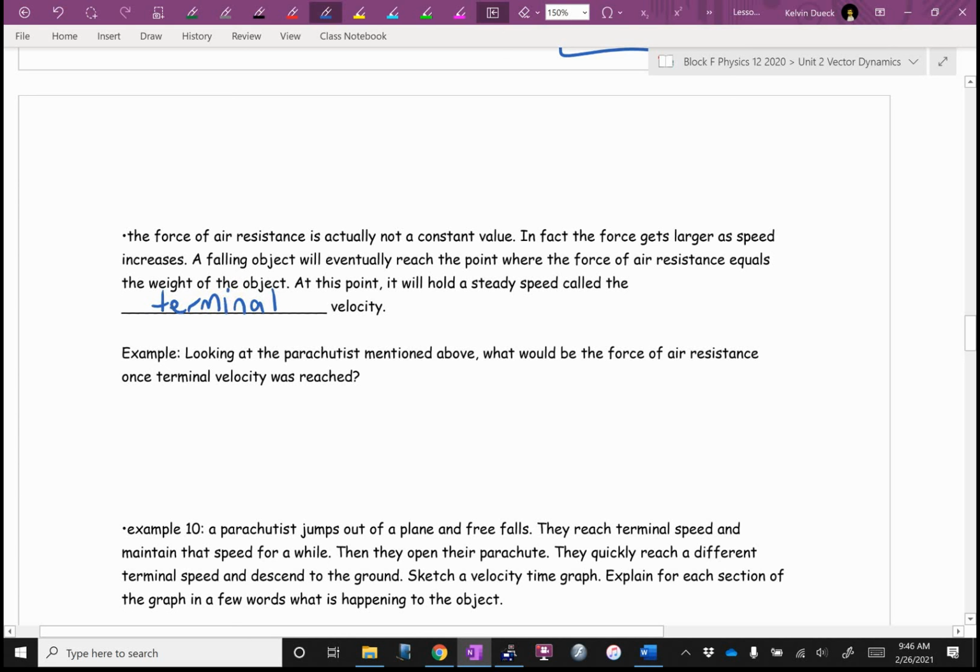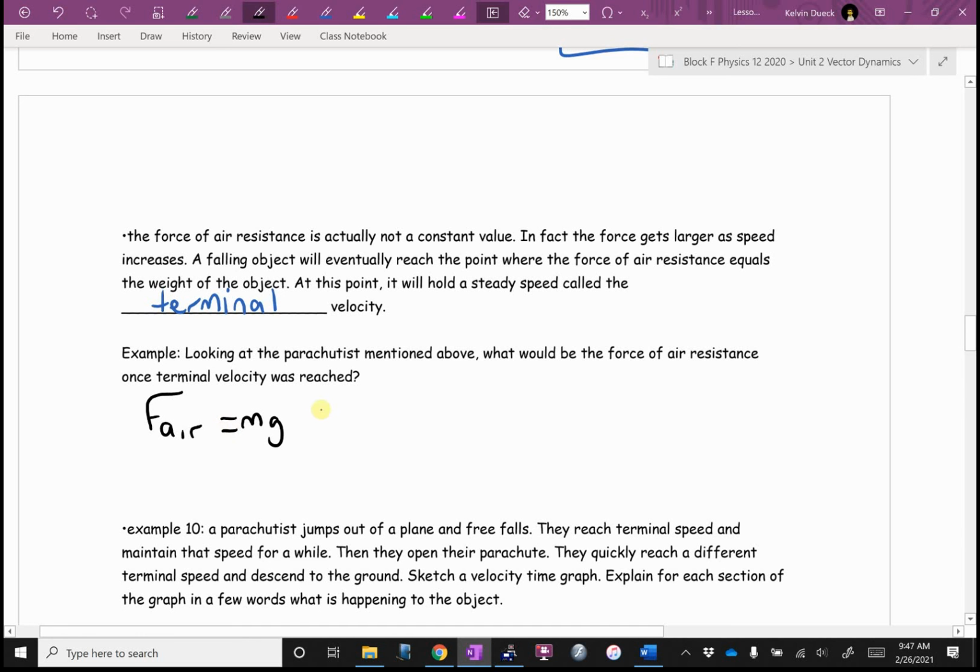So if you look at the parachutist in the previous example, what would the force of air resistance be once terminal velocity was reached? Well, winner minus loser would be 0 because you're no longer accelerating. Or what would be a better way to write that equation? Not winner minus loser equals 0, but what would be a better way to write F air minus mg equals 0? Loud and proud, you're right. I would probably just say, look, they've got to be equal, balanced.